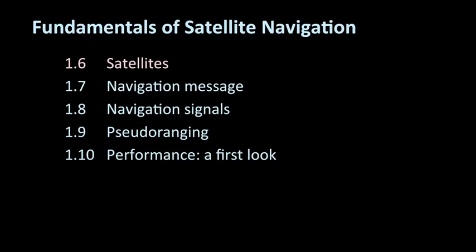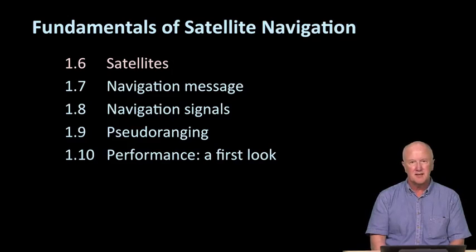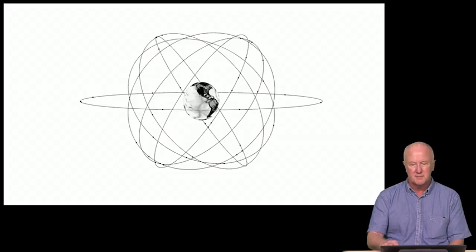So let's take on the first component, satellites. Satellites are the ones that send the radio signals. They send those navigation messages that carry the key information that we talked about. And they also broadcast the navigation signals. So they're where the story begins, really.